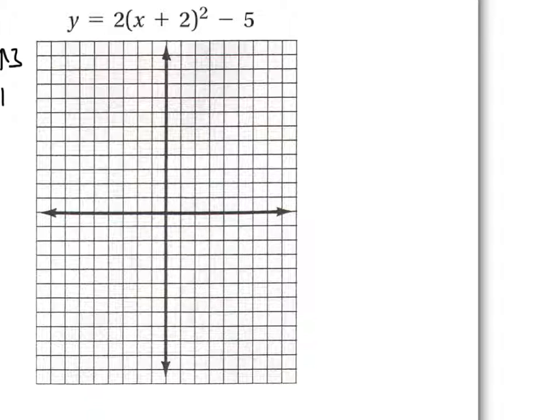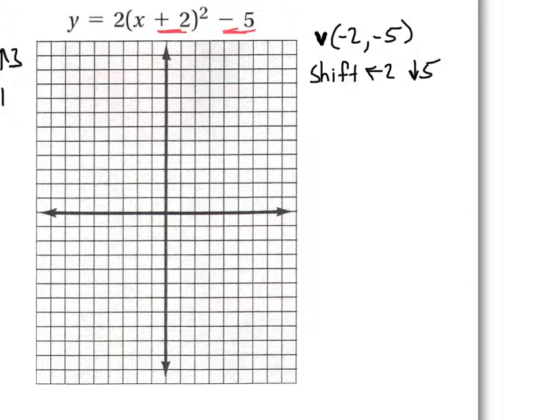All right, so finding the vertex of these is exactly the same as finding the vertex of absolute values, the same as finding the vertex of square roots. So our vertex here is going to be listed where? -2, -5. Remember that x is h's, y is k's. So it's -2 and -5. So that translates to a shift where we go left 2, down 5.